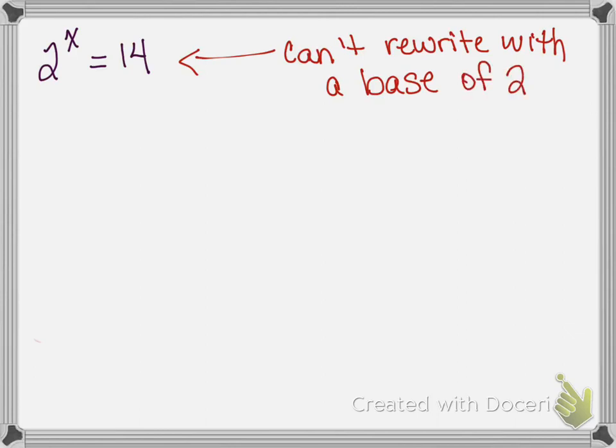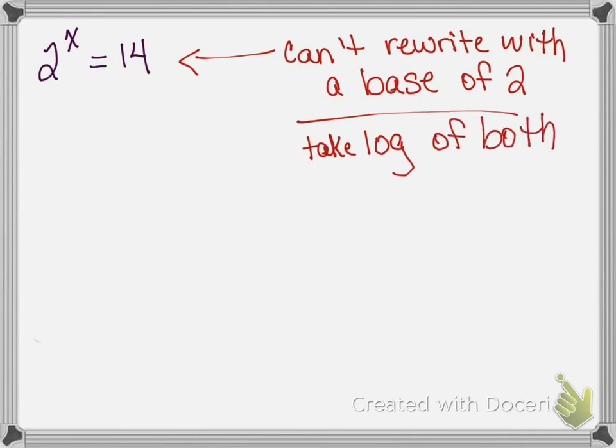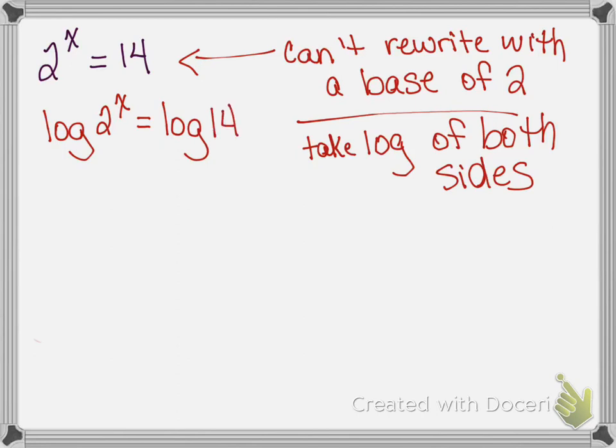that's when you take the log of both sides. That's when you can't rewrite to have the same base. So what I have here is the log of 2 to the x power equals the log of 14.